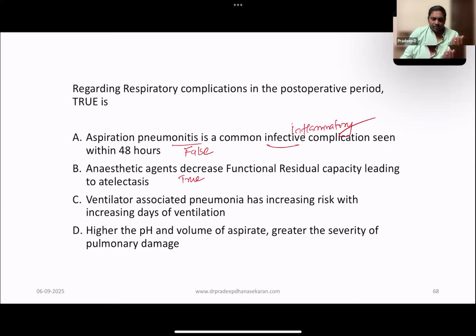VAP, that is ventilator associated pneumonia, has increasing risk with increasing days of ventilation. It is usually the reverse. VAP is more commonly seen in the initial 1 to 3 days of ventilation and not beyond that. Higher the pH and volume of aspirate, greater the severity of pulmonary damage. With regard to aspiration, the lower the pH, because more acidic material will cause greater damage, so that is also a false statement.